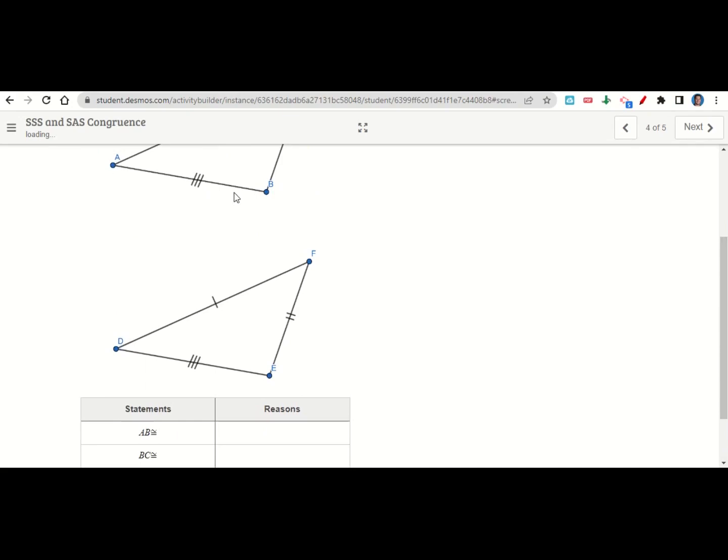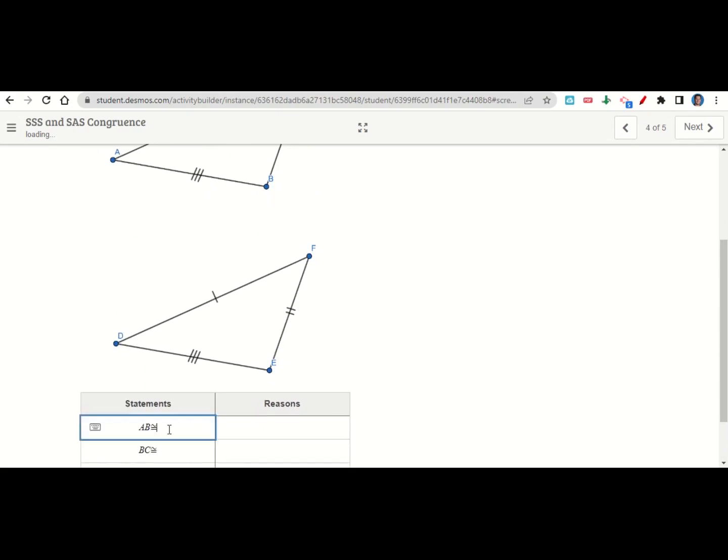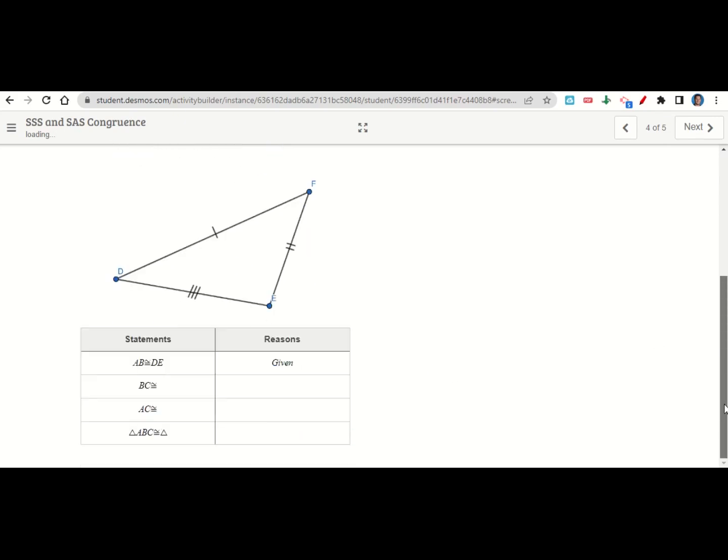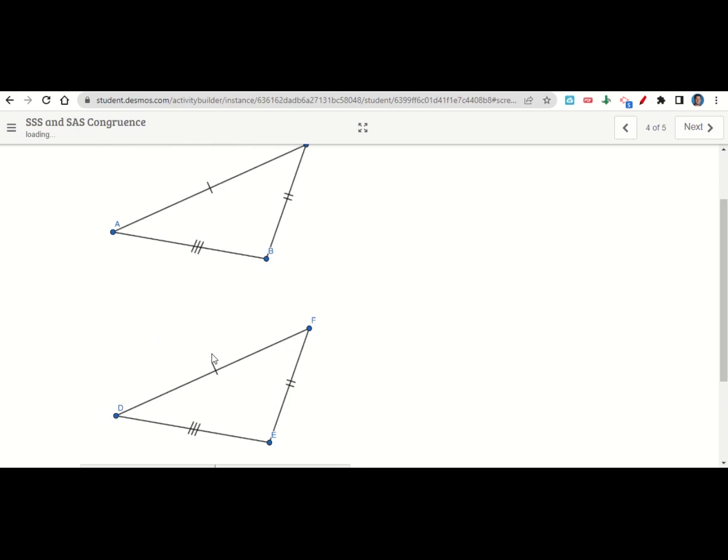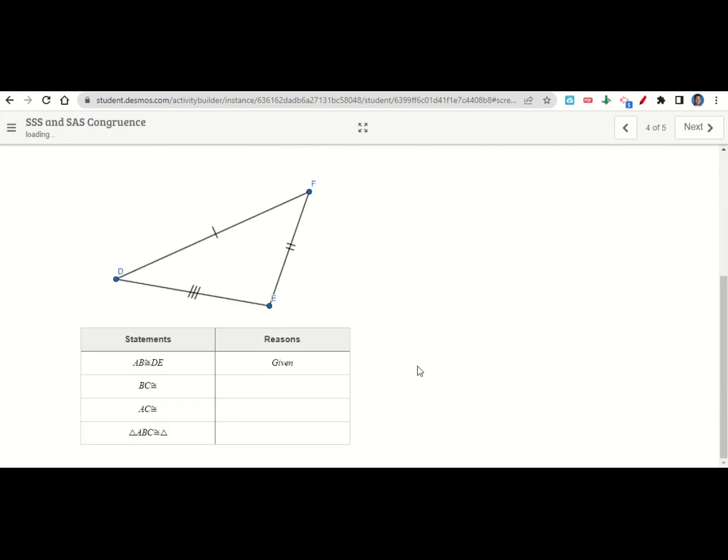Well, we can see that AB here is congruent to DE, so I'm going to go here and type in DE. And then we give the reason. How do we know that? Well, they have the symbols here. We didn't have to think about it, so that is what we consider given information. Then BC is congruent to EF because they both have the double bars. So we'll go ahead and put that in, and that's given.